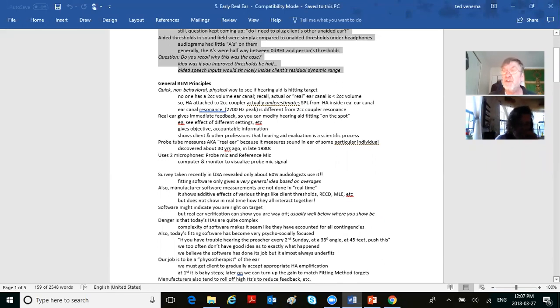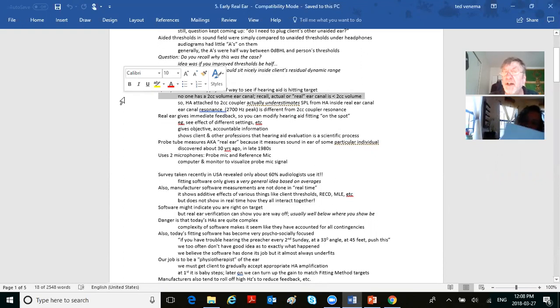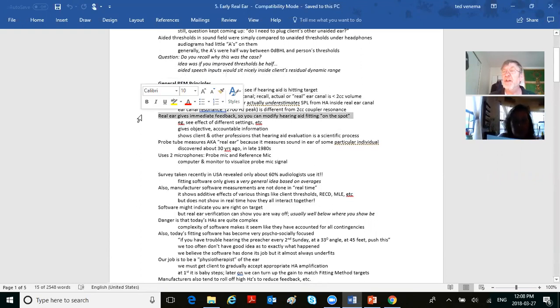Now, when you leave functional gain behind, real ear is a quick, non-behavioral, physical way to see if the hearing aid is hitting target. No one has a 2 cubic centimeter ear canal. Recall, the actual ear canal is less than 2 cc's in volume. So real ear gives you immediate feedback, measuring the hearing aid working in your own real ear, because your own real ear is smaller than a 2 cc coupler, and that's why they call it real ear measurement.